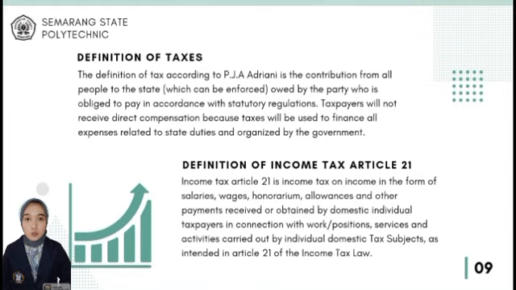Second, definitions of income tax Article 21. Income tax Article 21 is income tax on income in the form of salaries, wages, honorarium, allowance, and other payments received or obtained by domestic individual taxpayers in connection with work or position, service, and activities carried out by individual domestic tax subjects, as intended in Article 21 of the Income Tax Law.